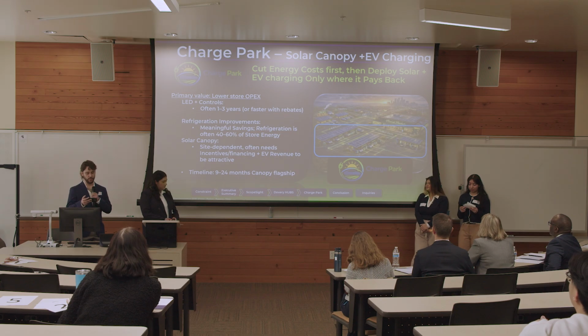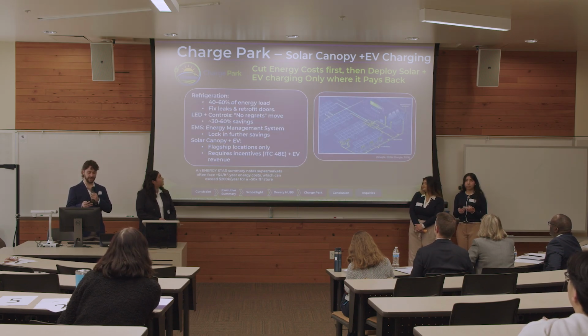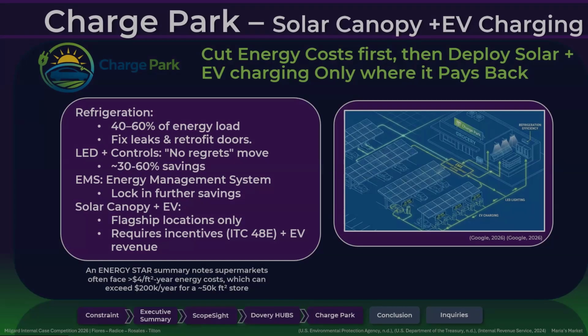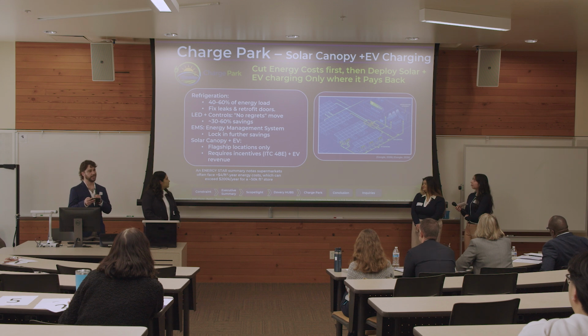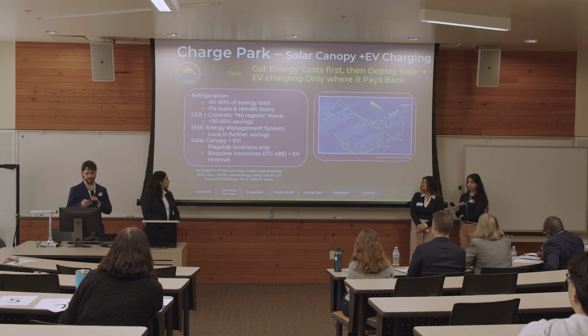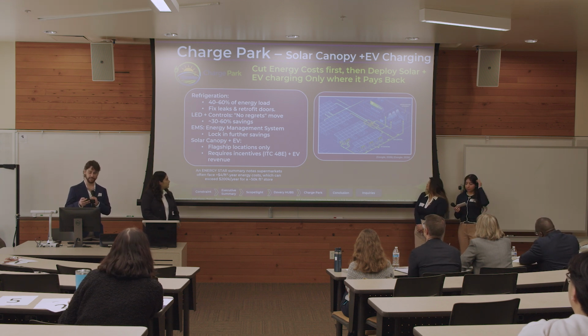Here's what we do and why it's operationally reliable. We start with refrigeration. We fix leaks and retrofit doors because that's where the load is. LED lighting plus controls has 30 to 60% savings potential. An energy management system locks savings in and keeps performance from fading. For solar canopy and EV charging, we focus on flagship locations and rely on incentives, such as the IRS's Clean Electricity Investment Credit, and EV revenue to clear the hurdles.